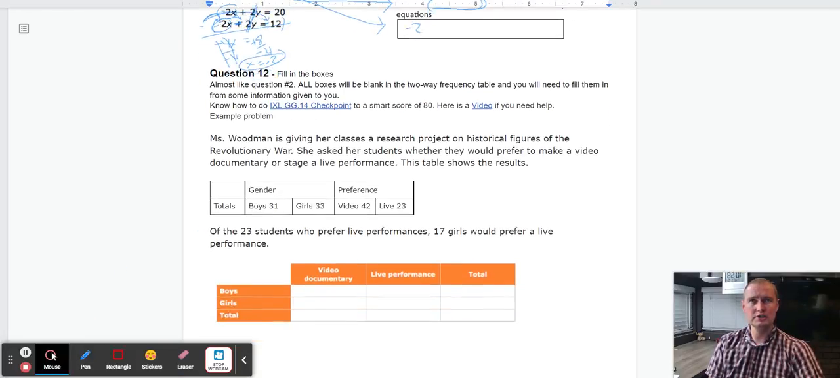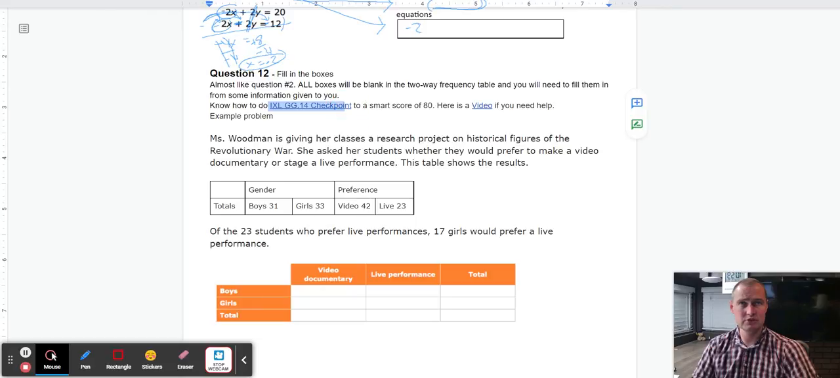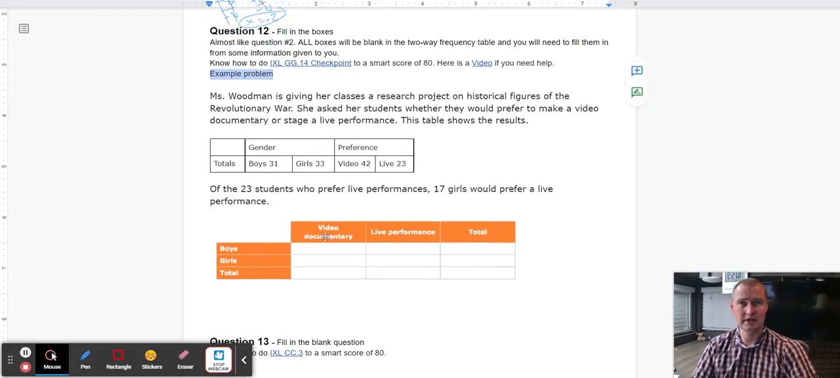All right, question 12. We're going to fill in the boxes. It's almost like question number 2. All the boxes are going to be blank in the two-way frequency table, and you need to fill them in with some information given to you. Go back to IXL GG14 to the checkpoint to remember how to do this. Okay. And we do have an example problem here that will help us do it. So here's the scenario. There's 9 blank boxes and you got to fill them all out.